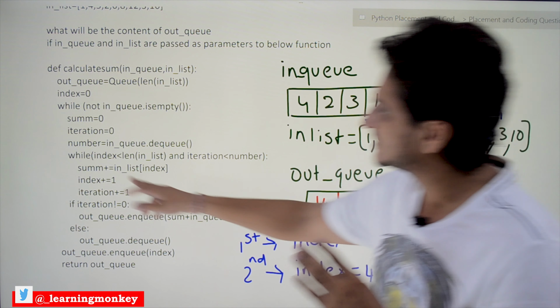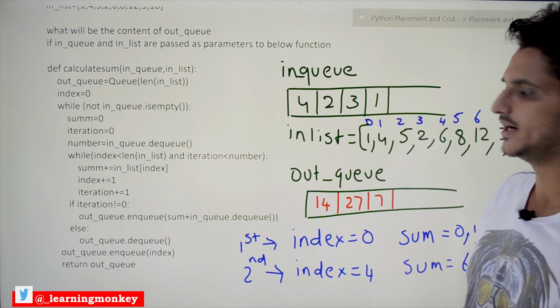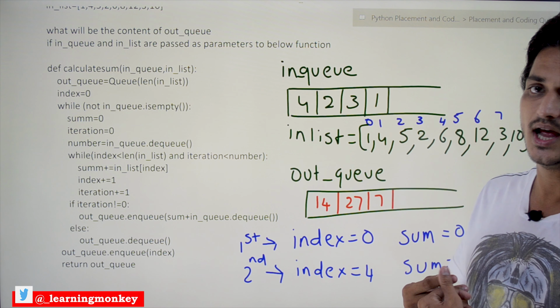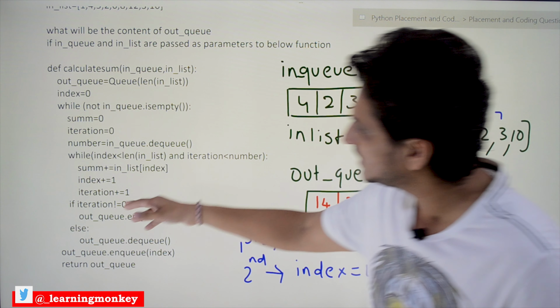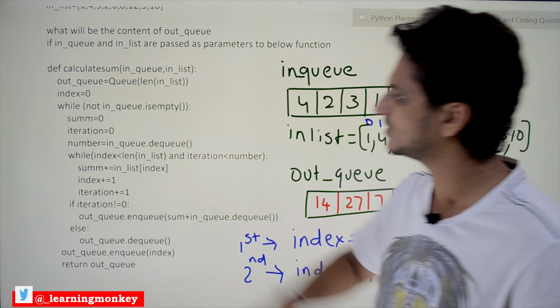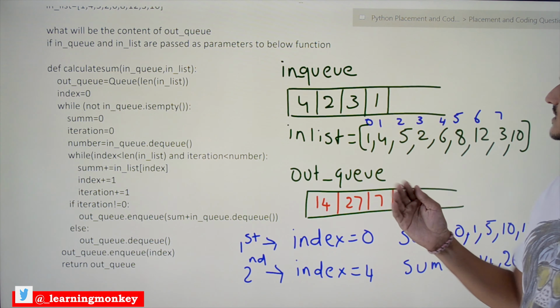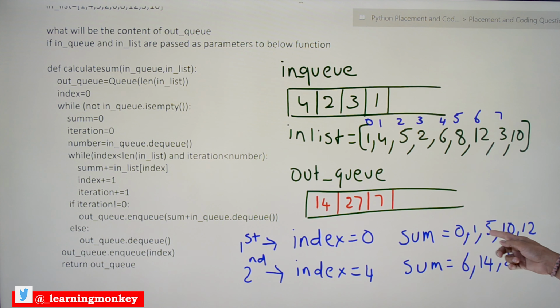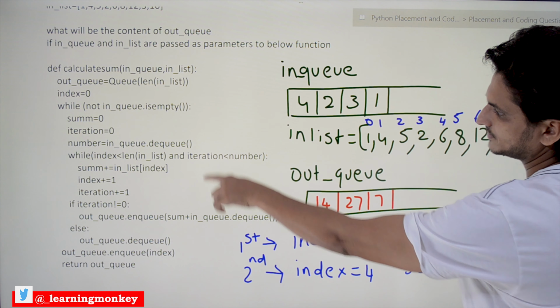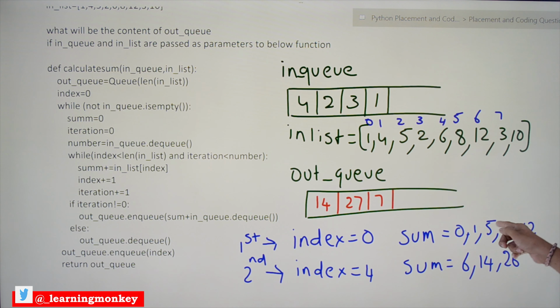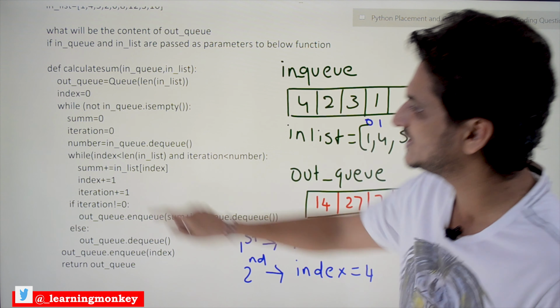So what's going on inside? Sum plus equal to in list of index. It is going to take the element from the in list and it is going to sum the element. After that, each time it is going to increment the index plus 1, iteration plus 1. So this while loop will take the first element, sum 1. In the first iteration sum is equal to 1. In the second iteration, so iteration means this while loop, sum is equal to 1 plus 4, 5. Next iteration, 5 plus 5, 10. Next iteration, 10 plus 2, 12. So after executing 4 times, the sum value is 12.